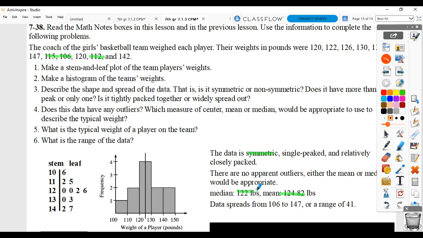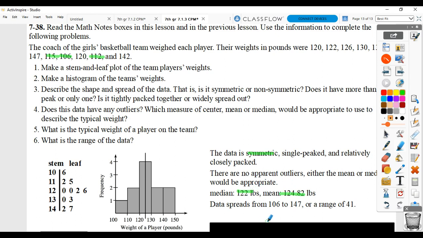The other thing we typically say is if there's no real obvious outliers, then probably mean or median would be fine for the typical weight. If there's outliers, that can really affect the average or the mean, so we would not typically want to use it as the best measure of center. And then what's a typical weight of a player on the team? Well, based on the mean or the median, either one of these would be fine for a typical weight.